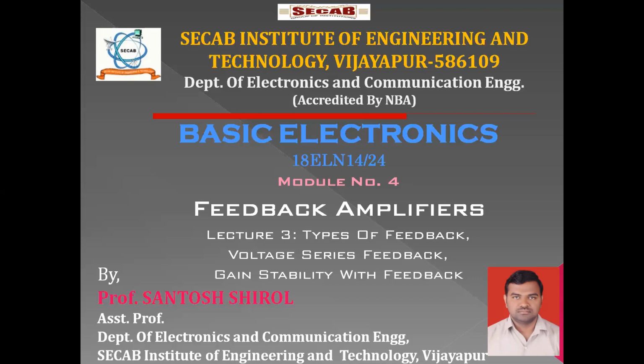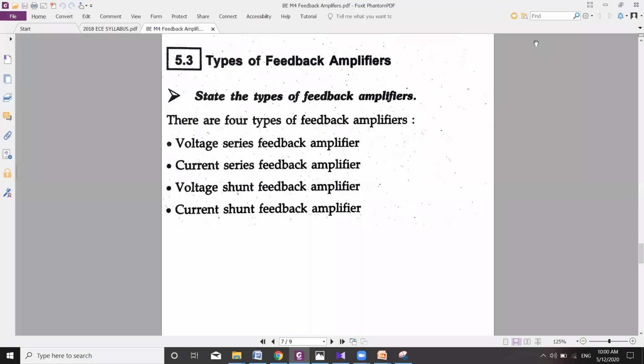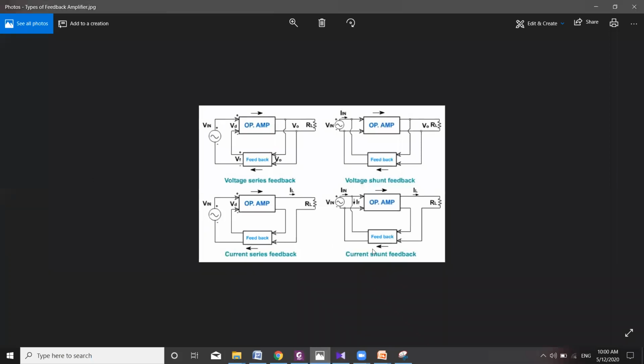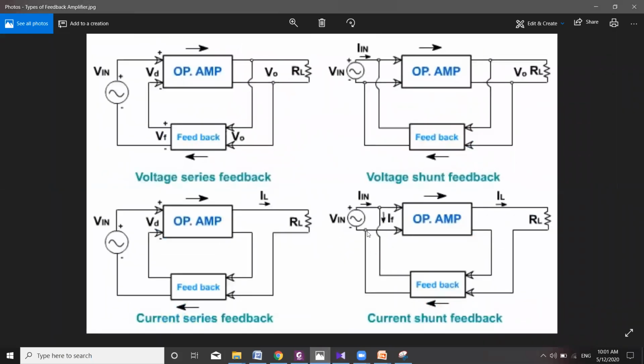The first topic is types of feedback networks. Depending on the type of feedback that is being connected back to the input side, we have a total of 4 types of feedback networks. The first one is voltage series feedback, where voltage feedback is given in series with the input voltage, then current series feedback, then voltage shunt feedback, and current shunt feedback. These are the 4 main types of feedback network available. Let us see those with the help of a diagram.